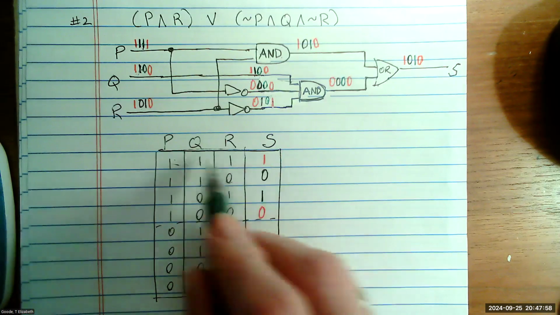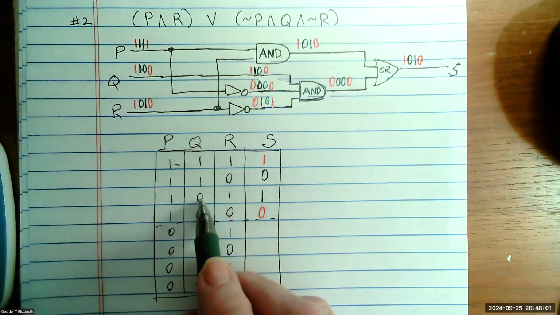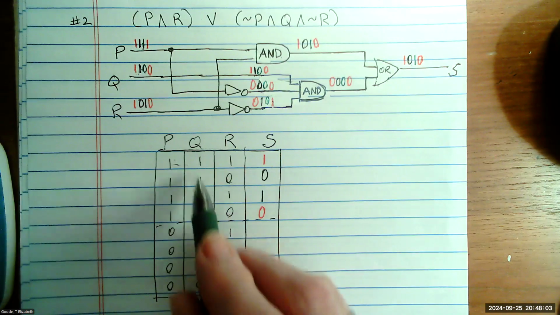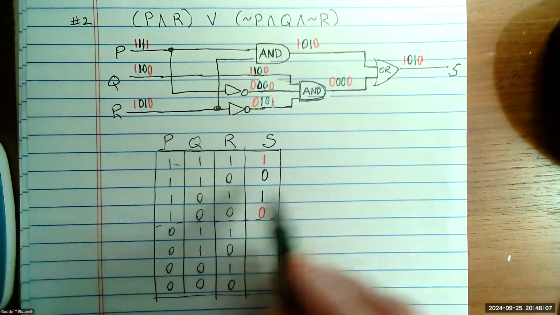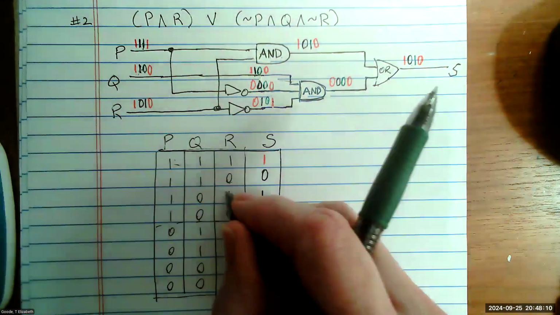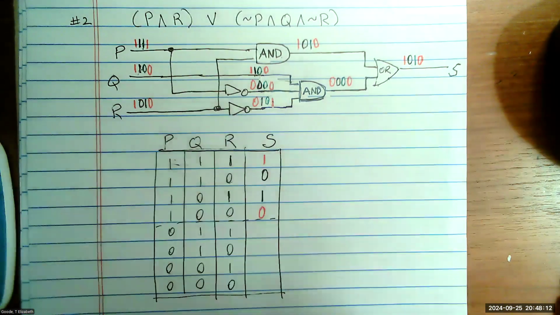We get a 1 for an output. You see, in row 1, Q was hot. In row 3, Q was cold. It doesn't care about Q. As long as P and R are both hot, you're going to get an output of 1. So that is another way to understand it.